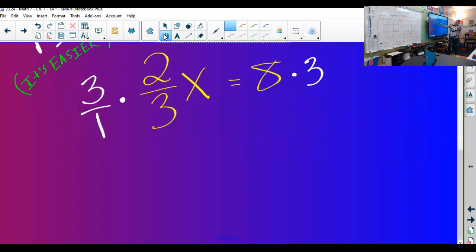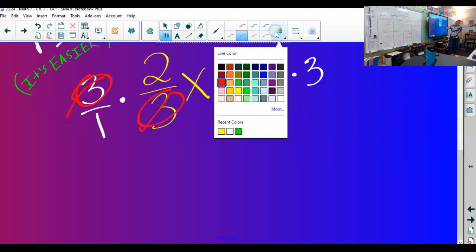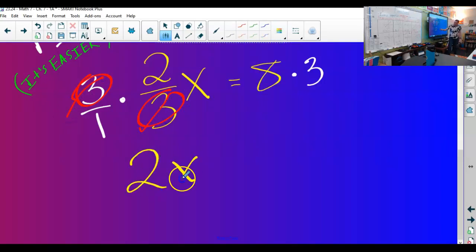So what happens with 3 on top and bottom? They cancel out. So I'm left with 2x equals, and 8 times 3 we know is 24. Zane, how do I undo that 2 times x? Divide by 2.